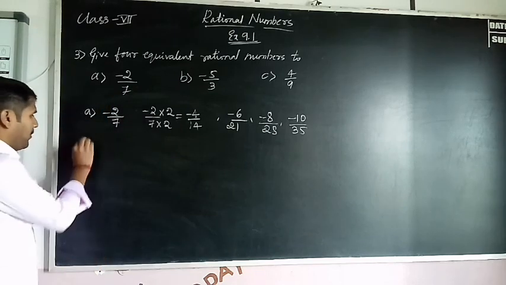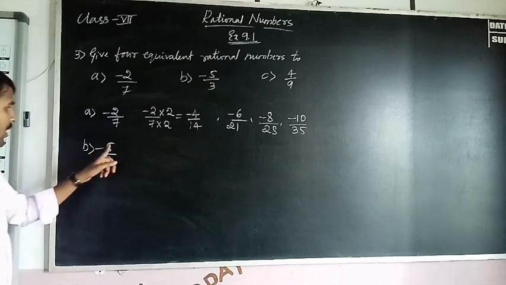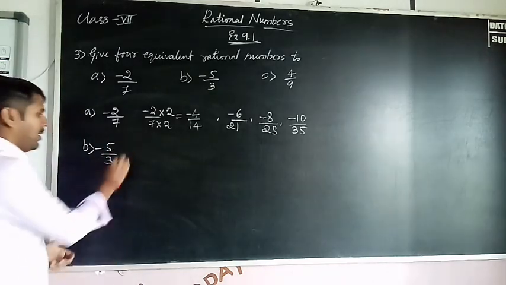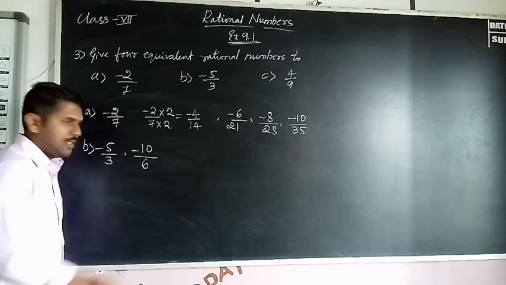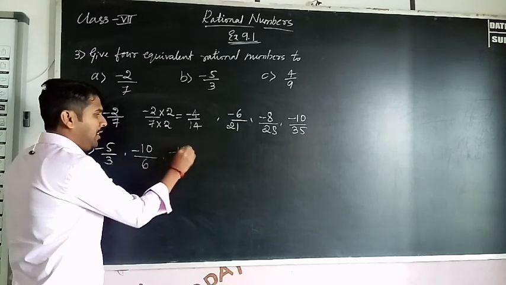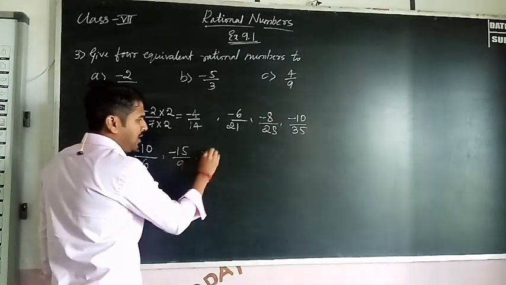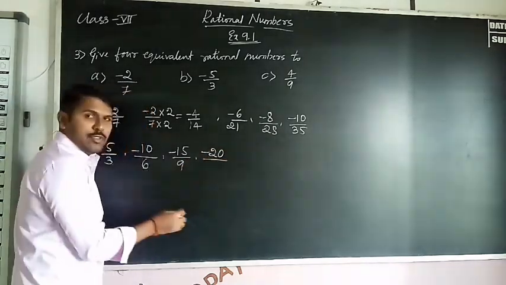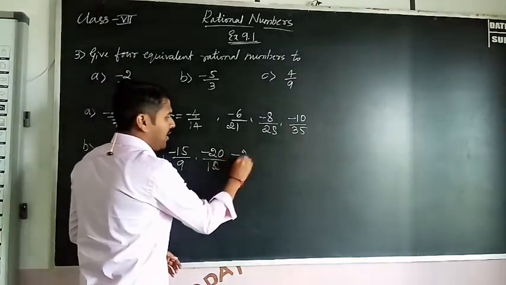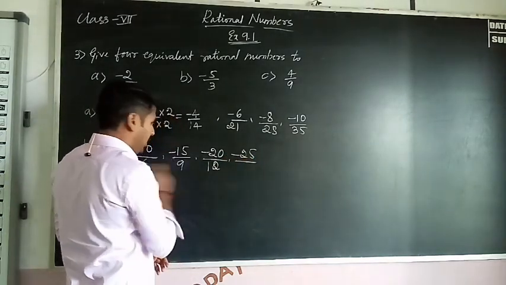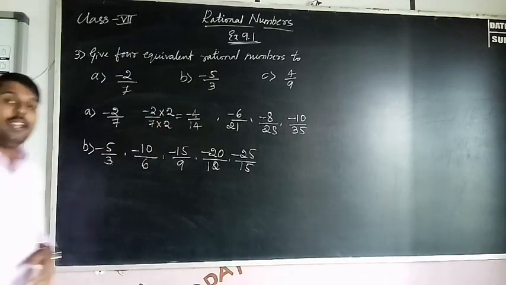So next, minus 5 by 3. Here 5 ones are 5; 5 twos are 10, 3 twos are 6. Next, 5 threes are 15, 3 threes are 9. Next, 5 fours are 20, 3 fours are 12. Next, 5 fives are 25, 3 fives are 15. These are the next 4 rational numbers.